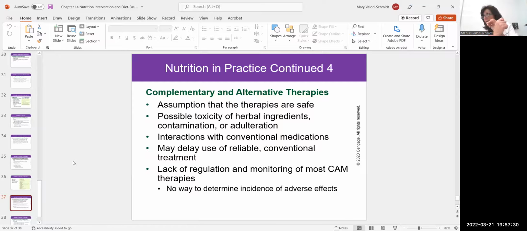Black cohosh, they say, is for menopausal symptoms. Saw palmetto is for prostate problems. Valerian is for anxiety. Chamomile is for rest and sleep. I could go on and on. I mean, there's so many out there. Kava kava is also for sleep. There's no evidence behind those claims.